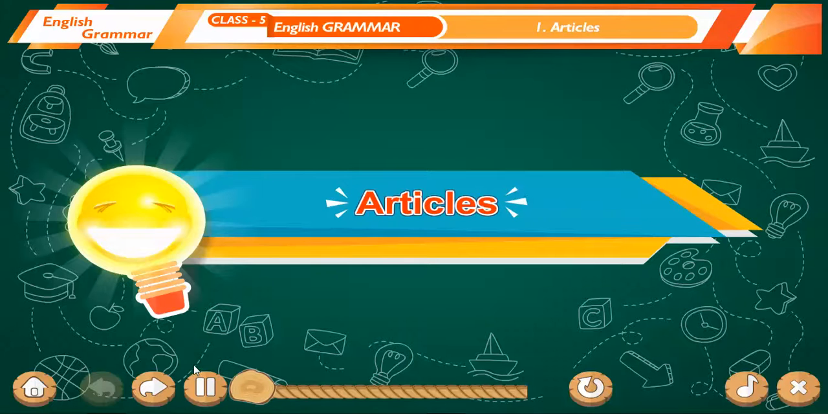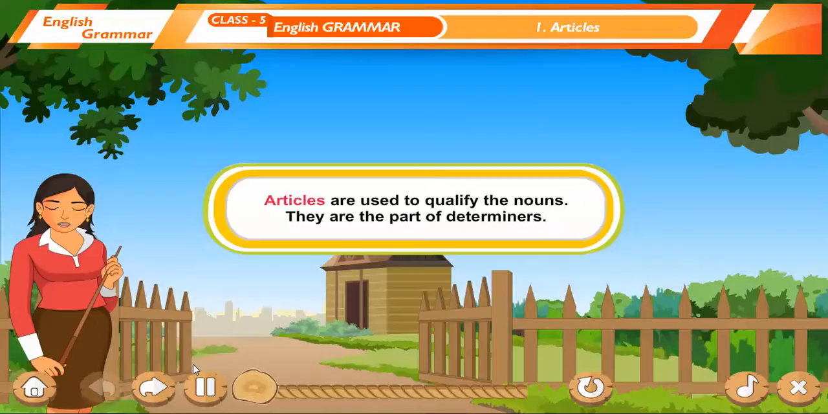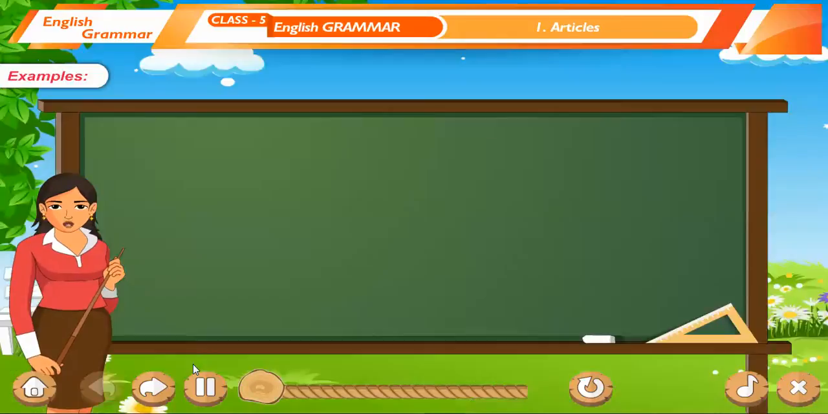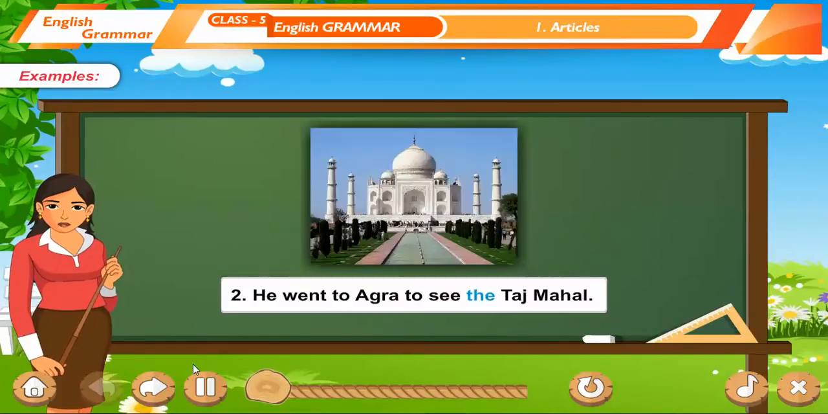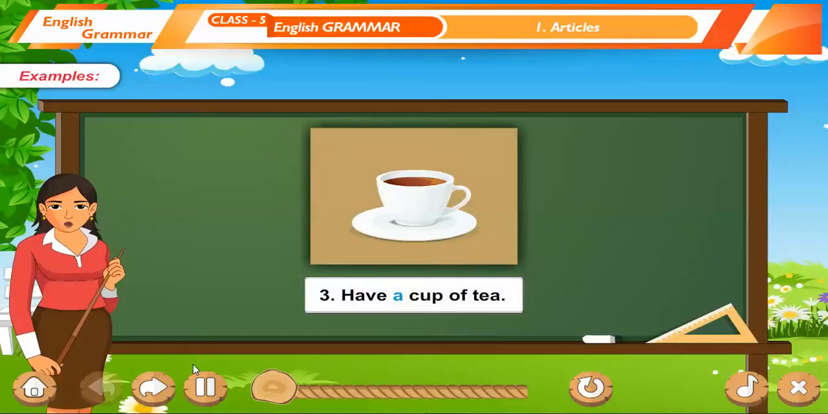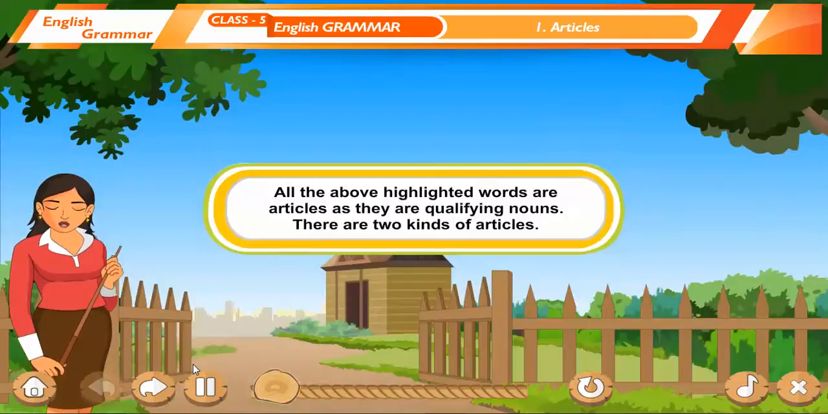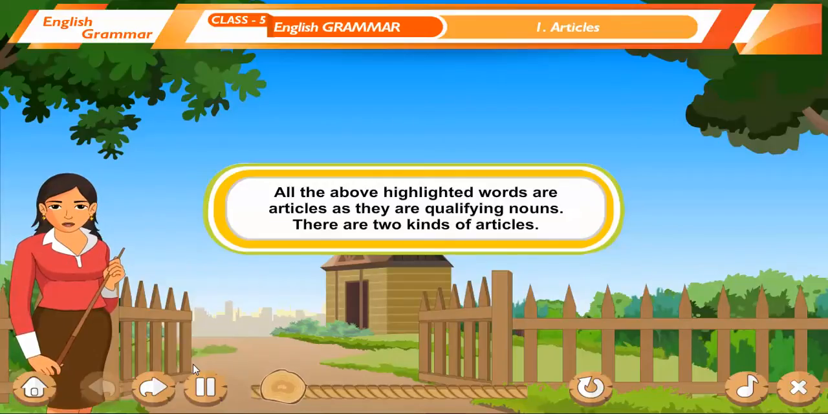Chapter 1. Articles. Articles are used to qualify the nouns. They are part of determiners. Examples. 1. I bought an English story book. 2. He went to Agra to see the Taj Mahal. 3. Have a cup of tea. All the above highlighted words are articles, as they are qualifying nouns.